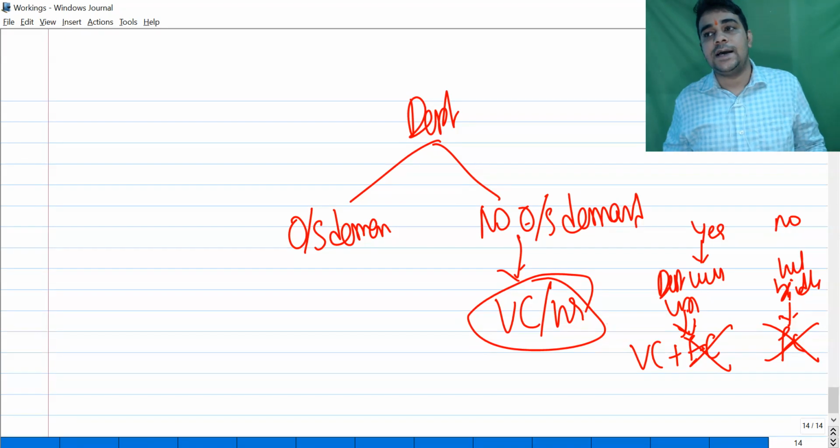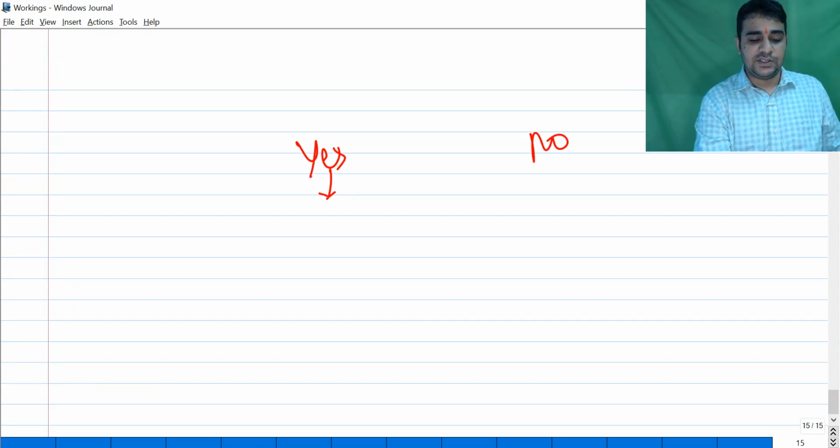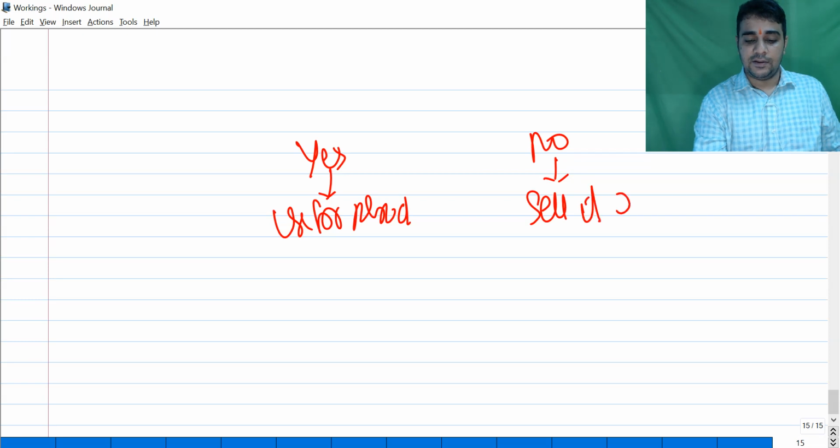Another scenario is it has outside demand. So, what happens is, yes, no. Yes means use for project. No means sell it outside.